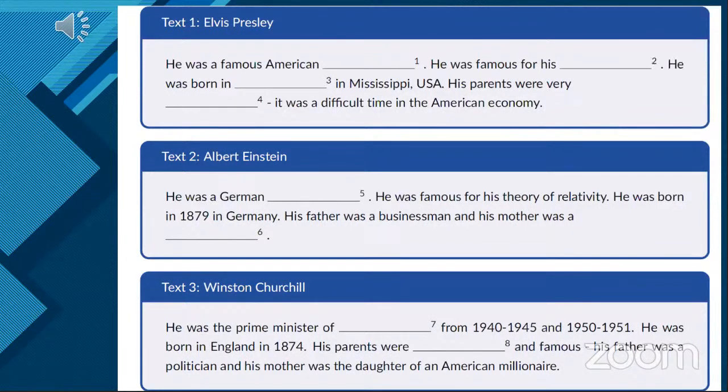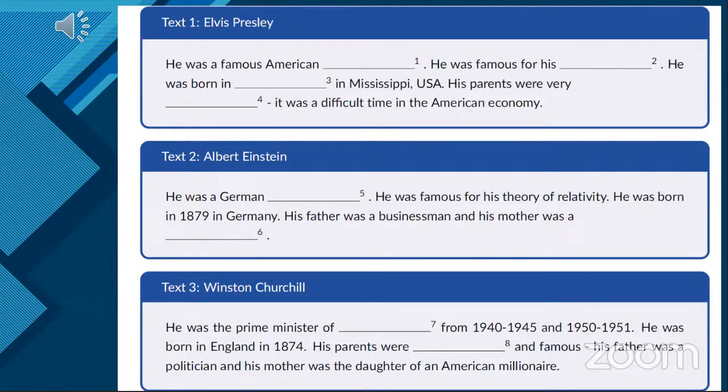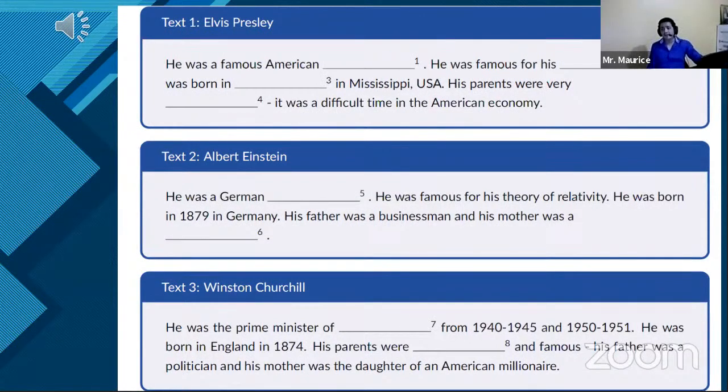He was a famous American singer. He was famous for his music. He was born in 1975 in Mississippi, USA. His parents were very poor. It was a difficult time in the American economy. Okay, thank you. Let's continue.